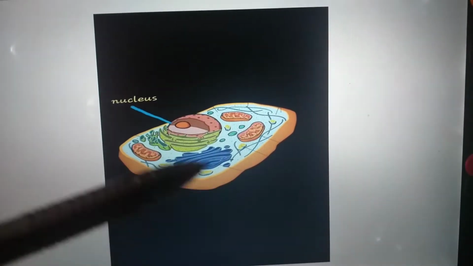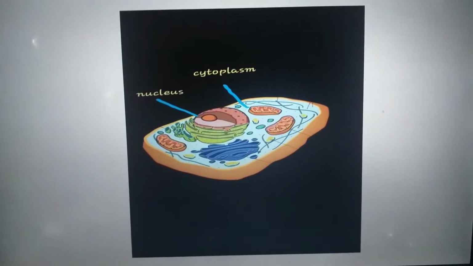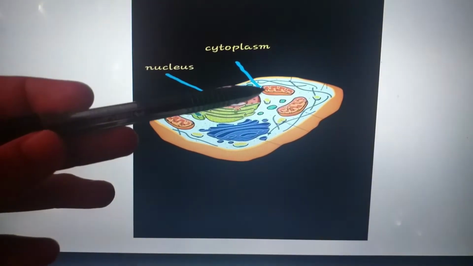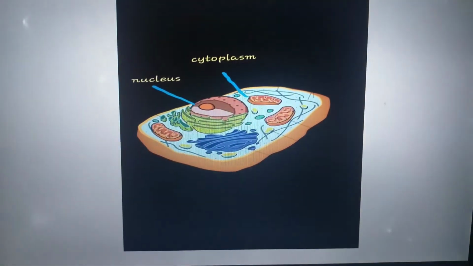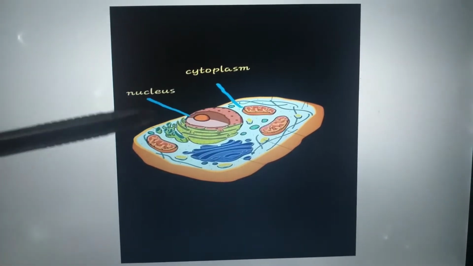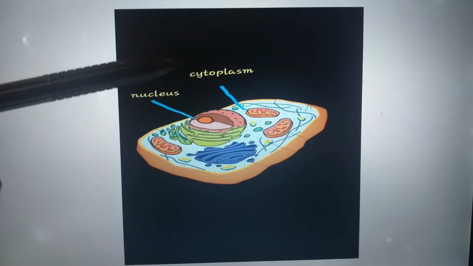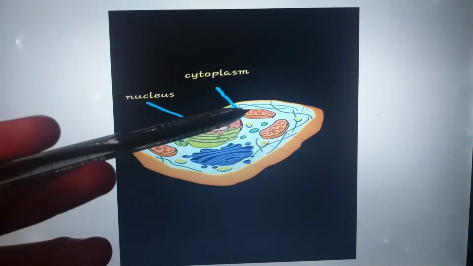The next part of the eukaryotic cell is the cytoplasm. Cytoplasm is a thick solution found inside the cell, and all organelles are found here in the cytoplasm.